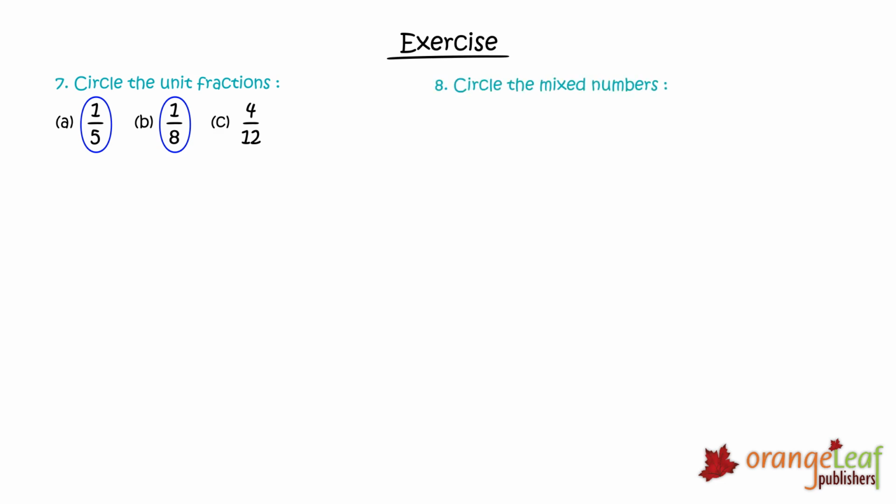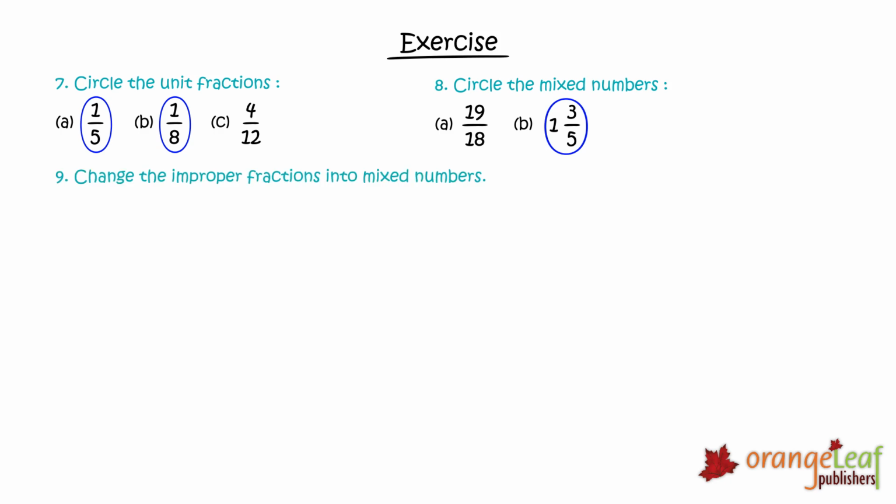Circle the mixed number. A. 19 by 18. B. 1 3 by 5. Here, 1 3 by 5 is a mixed number. Change the improper fractions into mixed numbers. A. 18 by 7.